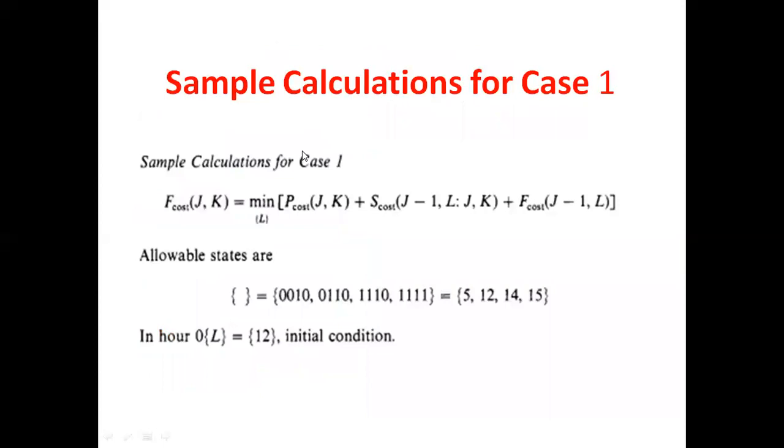So the sample calculation for case 1 is that the cost Jk is the minimum of, we have to find the minimum value of the cost. It is production cost P cost J comma K plus S cost J minus 1 comma L to J comma K plus F cost J minus 1 comma L. So we have available states that we have already seen, that is 5, 12, 14 and 15. From there, the initial condition L is taken as state 12.